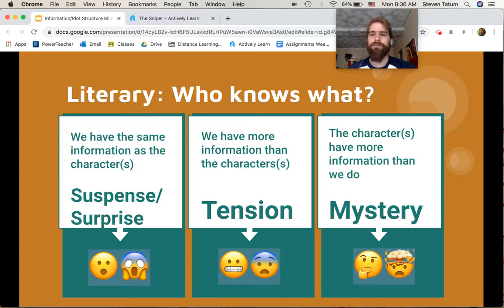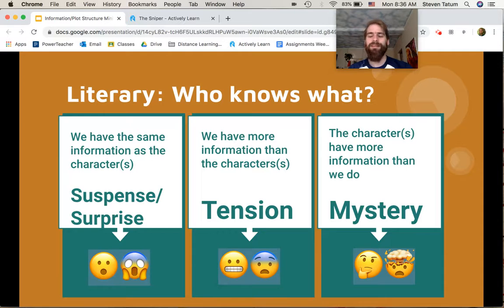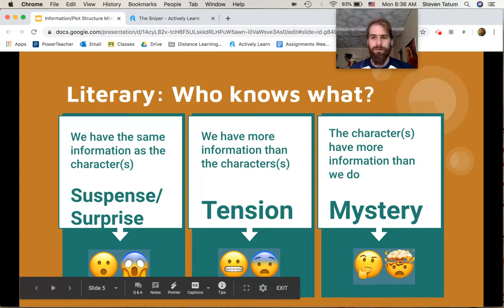Okay, here is that same information, just kind of in a simplified chart form. If we have the same information as the characters, we're in the same boat as them, that's likely going to create some suspense and maybe surprise. If we have more information than the characters do, then that's what leads to tension. And if the characters have more information than we do, that creates mystery and maybe a big reveal at the end when we suddenly have our minds blown by what was really going on the whole time.